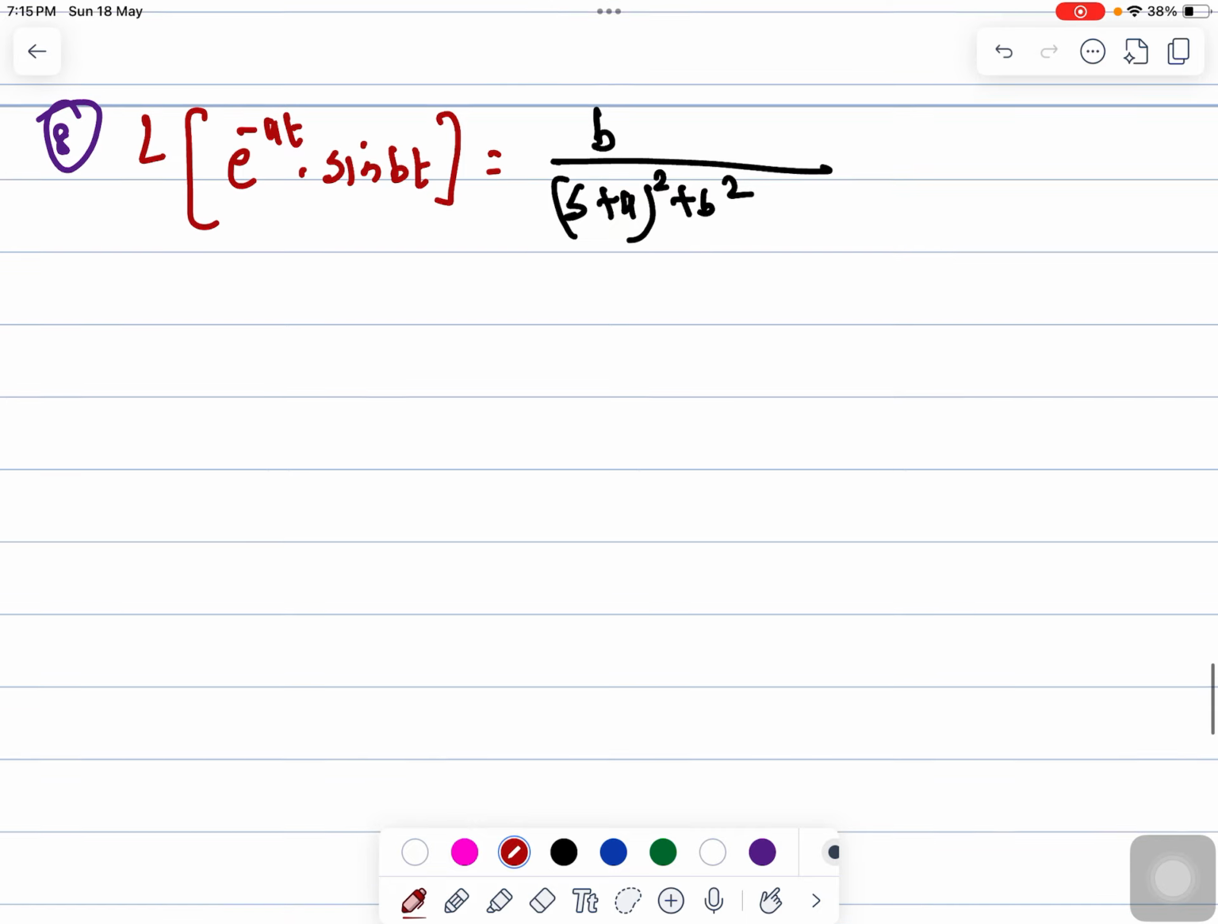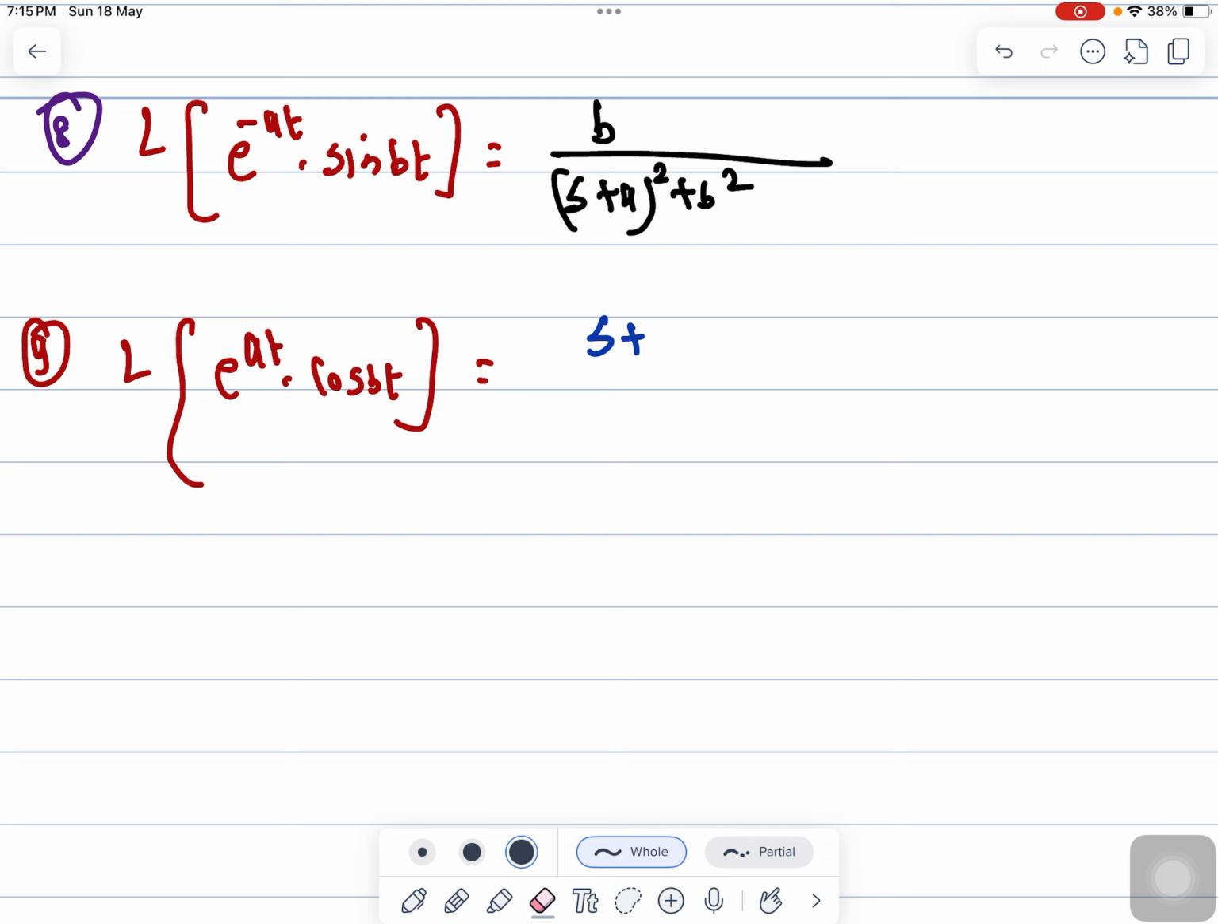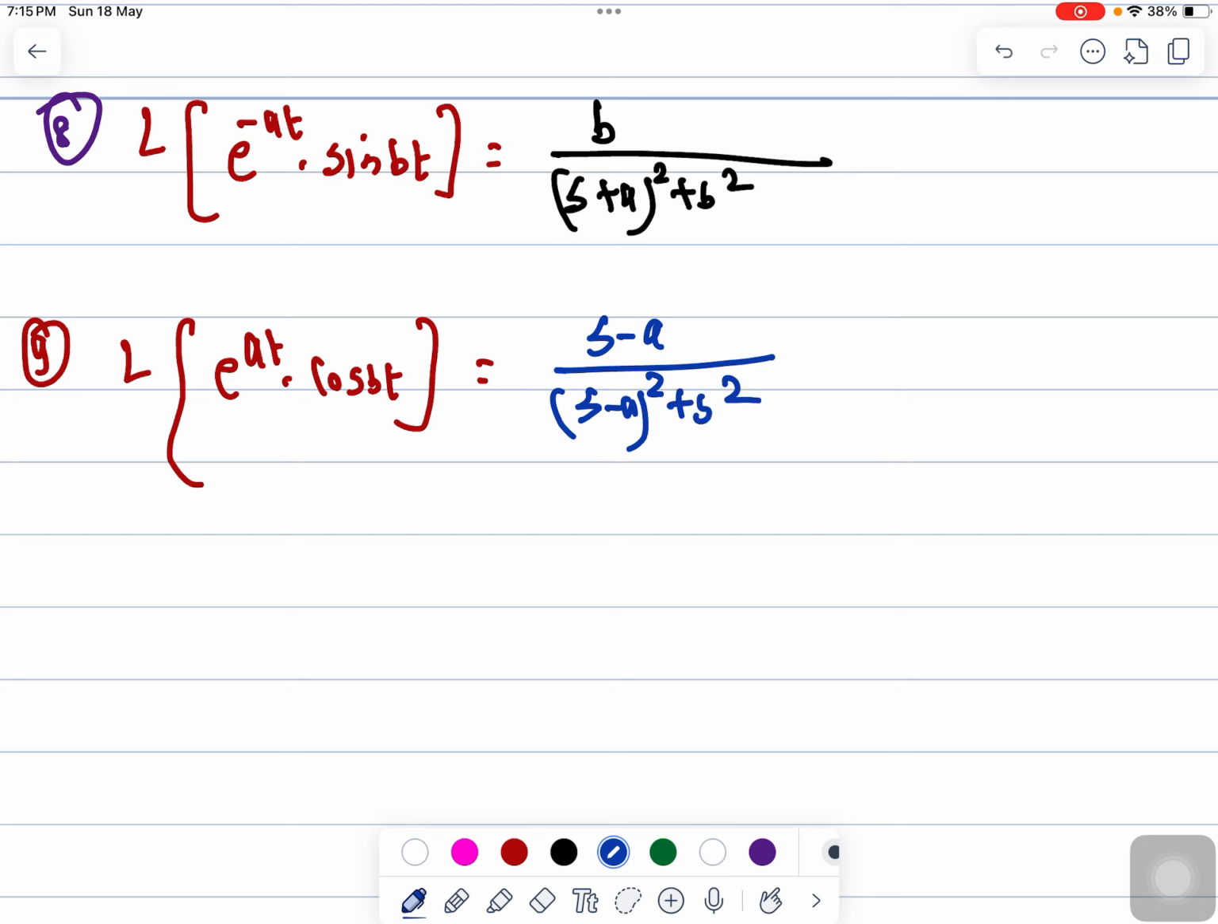Now moving towards the next formula, for ninth number let's say, Laplace transform of e to the power at and cos bt. Similar to the sine function, you can write it for the cos function also. If it is plus, then here you have to write minus, because you have seen these things: s minus a divided by s minus a whole square plus b square.